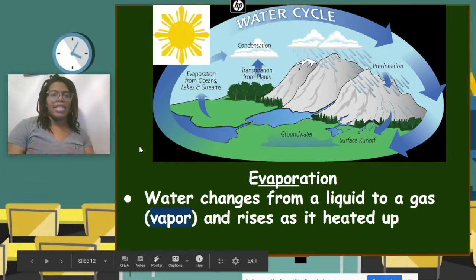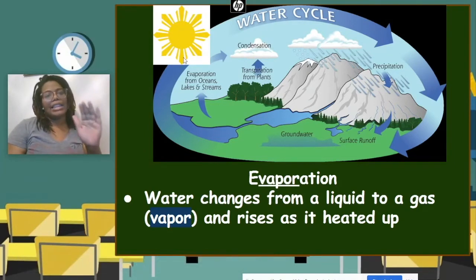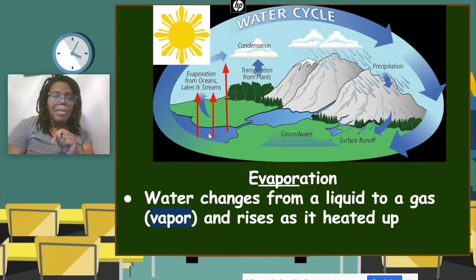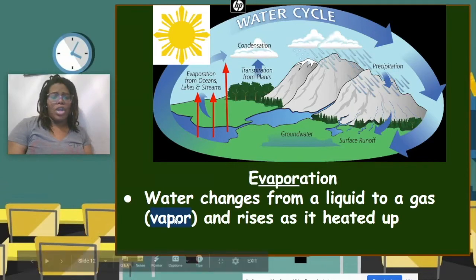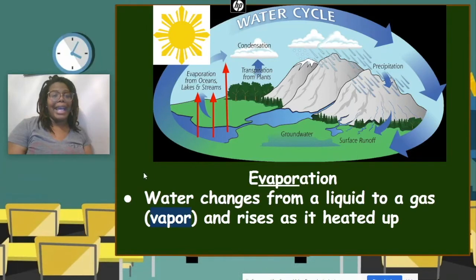So we have the sun shining. As the sun shines on this water here, it is going to heat that water up, change it from a liquid here into a gas, and hot air rises. So as that liquid heats up to a gas, it rises up, up, up into the atmosphere up here. And we call that evaporation, when the water as a liquid becomes a vapor or a gas.